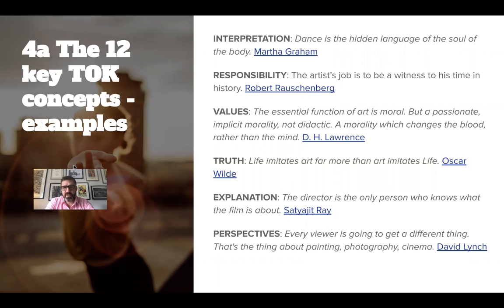Oscar Wilde's very famous quote there, I think, relates to truth. Life imitates art far more than art imitates life. A great one to discuss, and I'm sure a lot of people do at least a single lesson on what Oscar Wilde thought about art. Explanation, I like this, which relates to film.